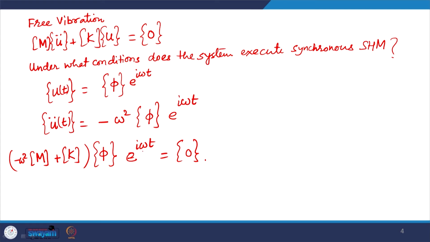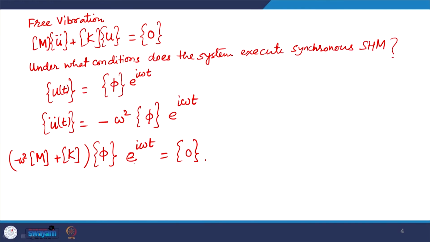Now e to the power i omega t cannot be 0, and omega is not 0; we are looking for that solution where omega is non-zero. If omega is 0, that is no oscillation at all, the system is at rest. Time t is variable from 0 to infinity, it can be anything. So, this term obviously cannot vanish. Phi is an arbitrary vector.